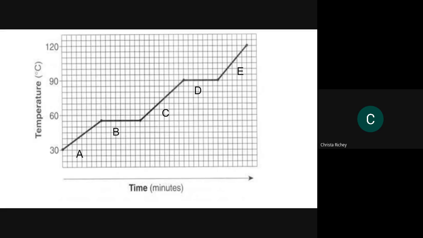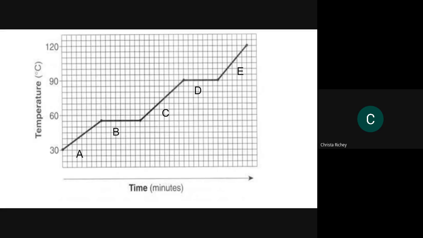Which letter represents where the gas is being warmed? E. And where the liquid's being warmed? C. Flat on a phase diagram, which is what this is, flat lines are state of matter changes. Diagonal lines up would be heating, going the other direction would be cooling.